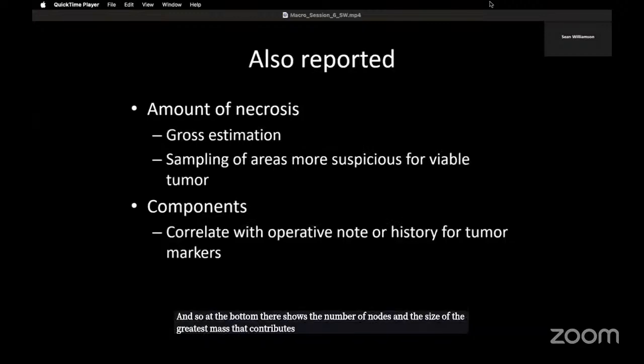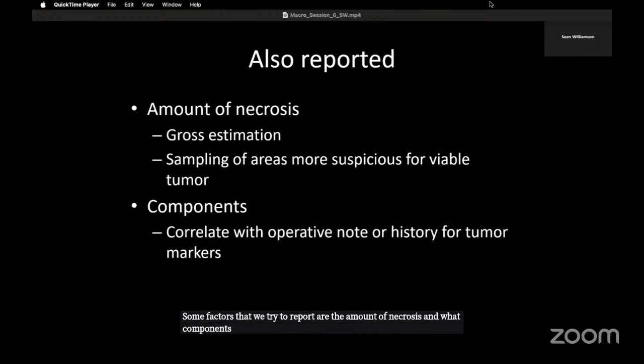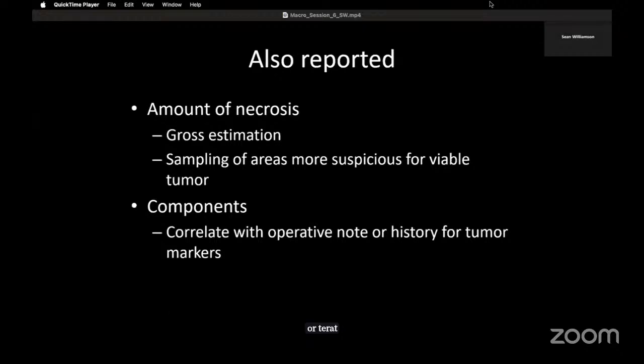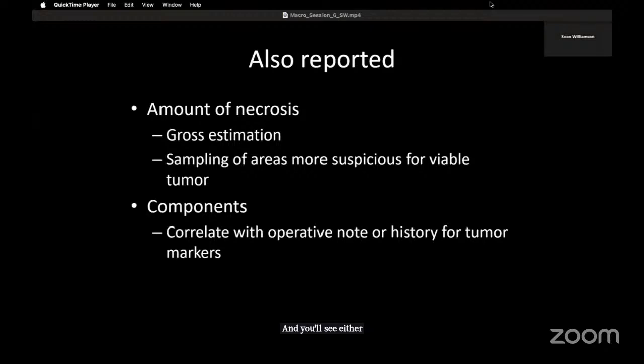Some factors that we try to report are the amount of necrosis and what components of tumor are present. The vast majority of these specimens will contain either pure necrosis or teratoma. Those 2 things will account for almost all of the retroperitoneal lymph node dissection specimens, assuming that we're post-chemotherapy. Rarely, retroperitoneal lymph node dissection will be used as a primary treatment without chemotherapy, but in our practice, almost all of these are post-chemotherapy, and you'll see either necrosis or teratoma.